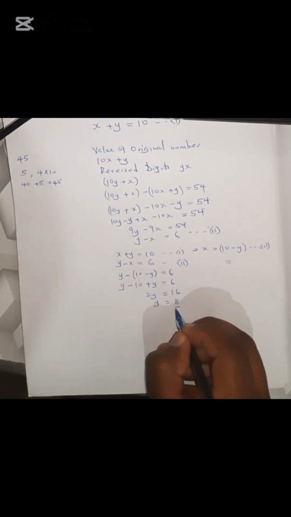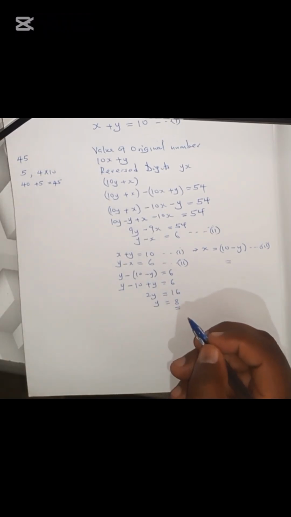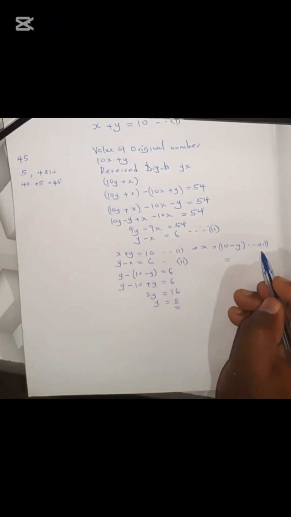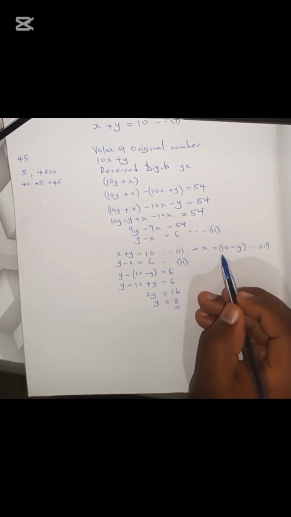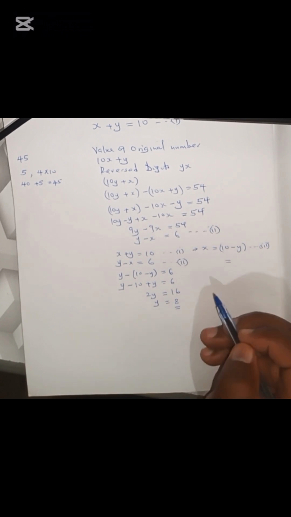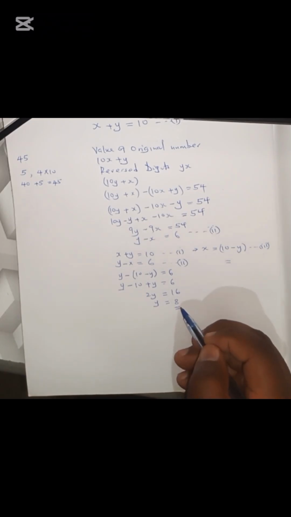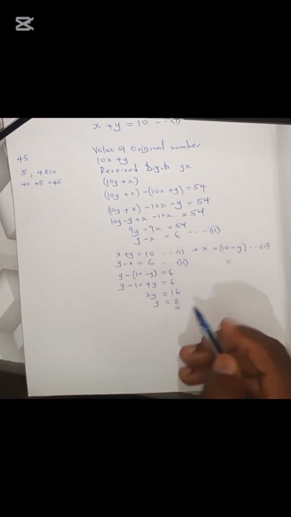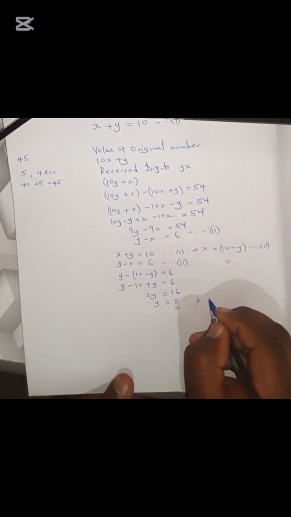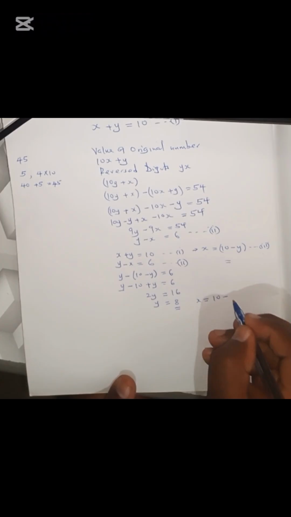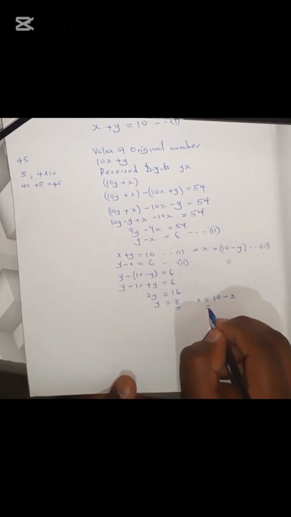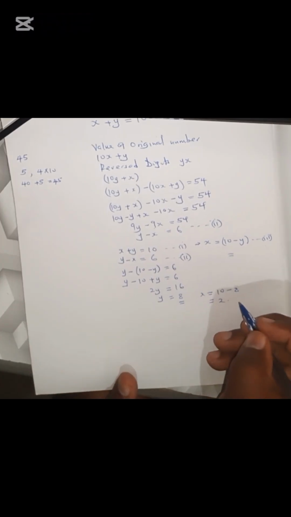In the third equation, which is this, we stated that x is equal to 10 minus y, and the value of y in our case here is 8. So it means we can get the value of x from this equation 3, and we have 10 minus 8. So the value of x is 2.